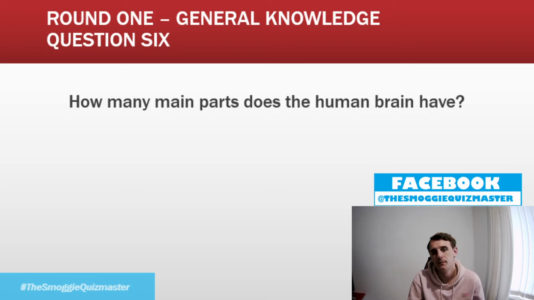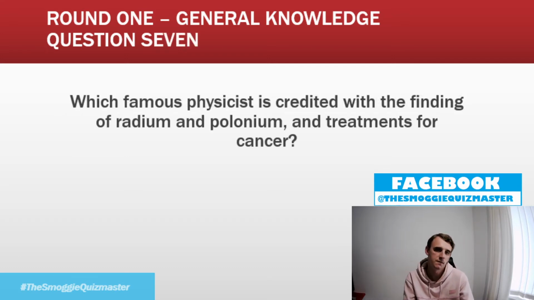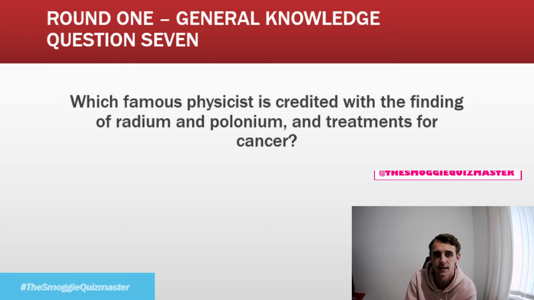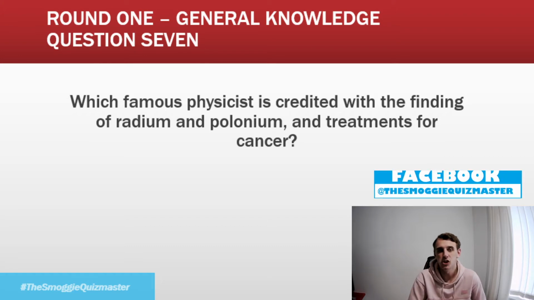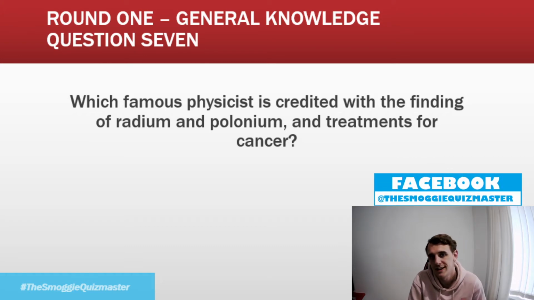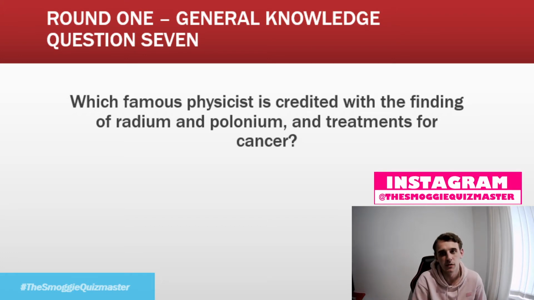Question 7. Which famous physicist is credited with the finding of radium and polonium and treatments for cancer? So which famous physicist is credited with the finding of radium and polonium and treatments for cancer?